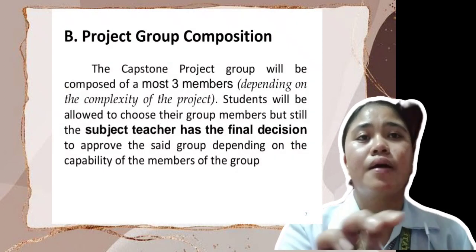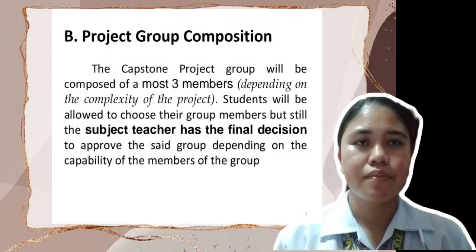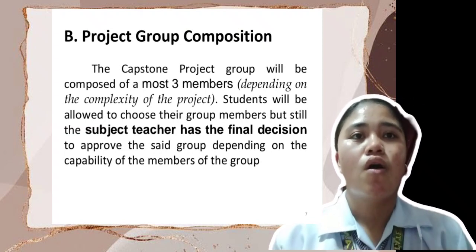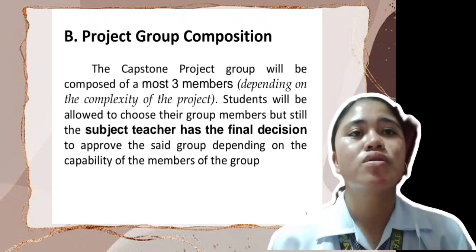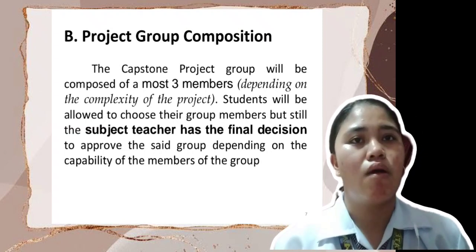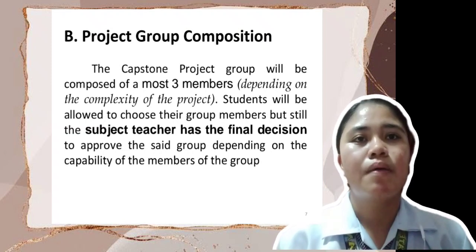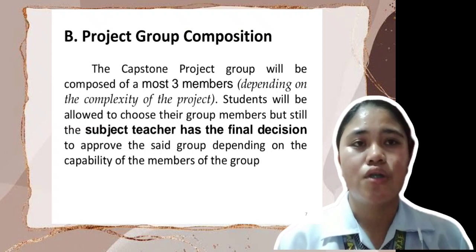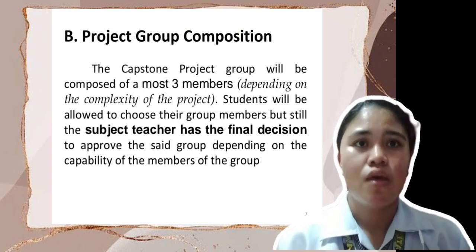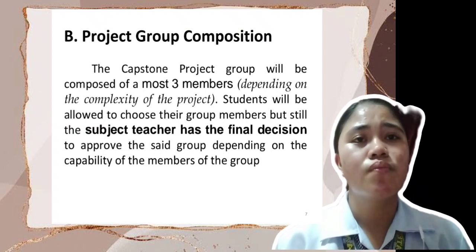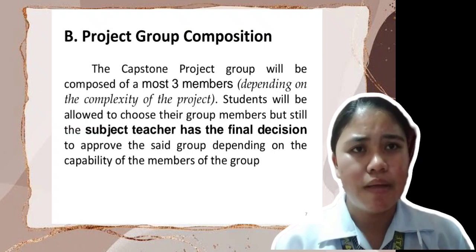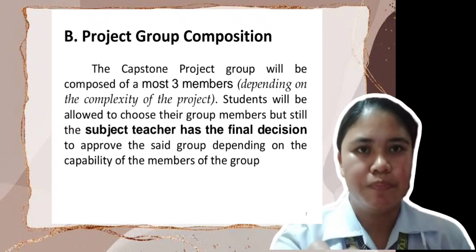Letter B. Project Group Composition. The Capstone Project group will be composed of at most 3 members, depending on the complexity of the project. The students will be allowed to choose their group members, but still the project teacher has the final decision to approve the said group depending on the capability of the members of the group.